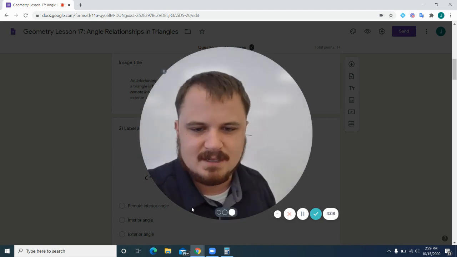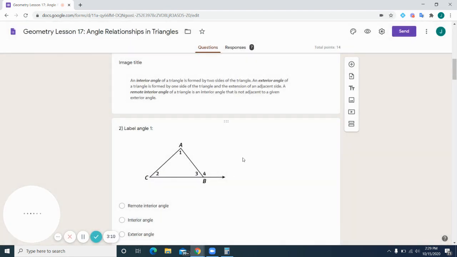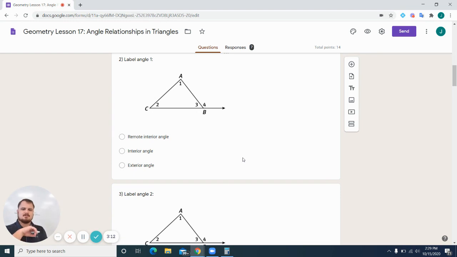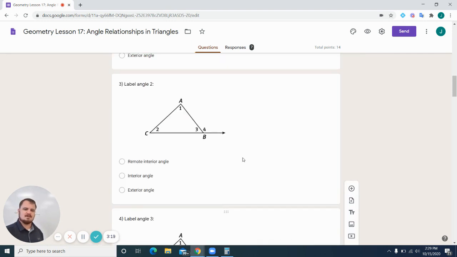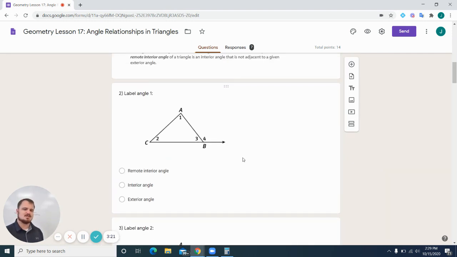So when we need to label angle 1, go ahead now and do the next 4 questions. Do numbers 2, 3, 4, and 5, now that you've seen my drawing. So press pause, do those questions, and then come back and see what we do.